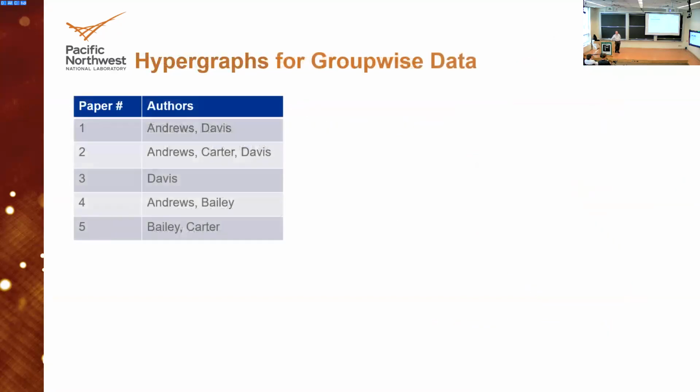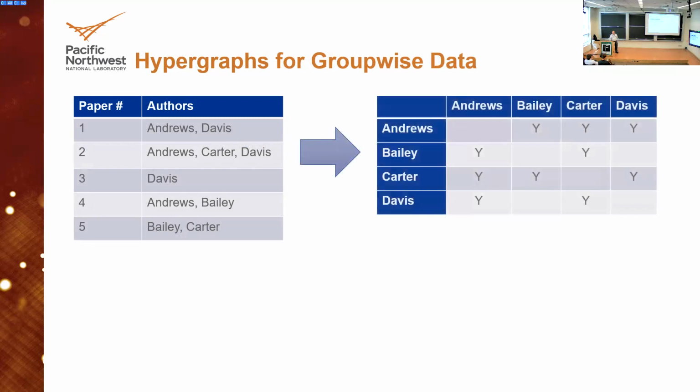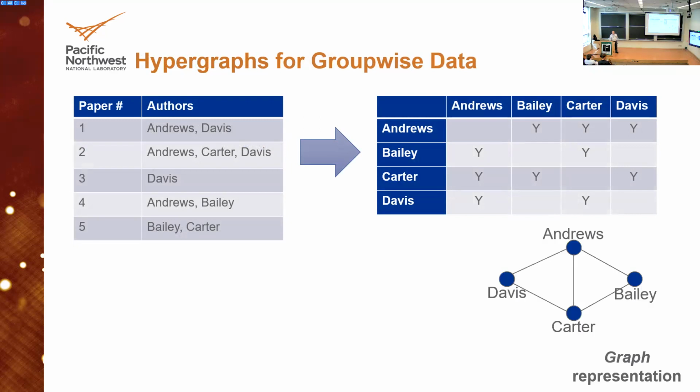I've been using this slide for many years. This is a little example. If I've got a little data structure about how authors are related to papers, with a bunch of papers with different authors on them, typically what we would do in a network science approach is build an adjacency matrix of which authors are connected to which authors by the fact that they've written a paper together, and build a little graph. We'll notice that everybody's written a paper together except for Davis and Bailey.